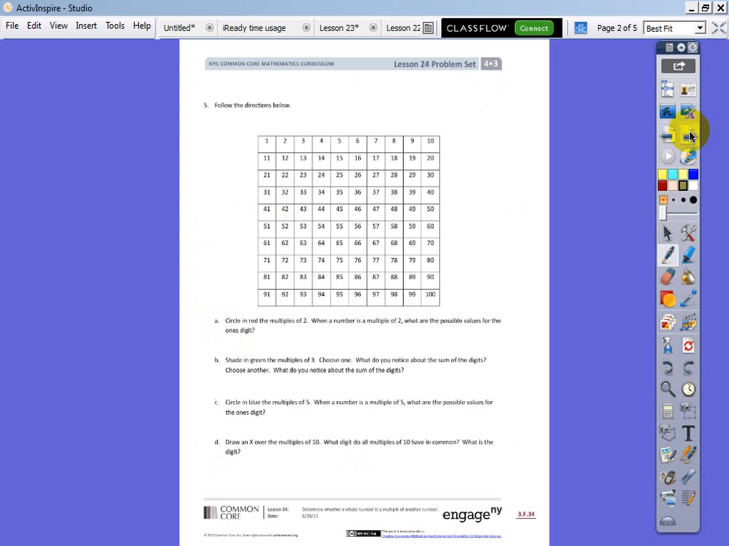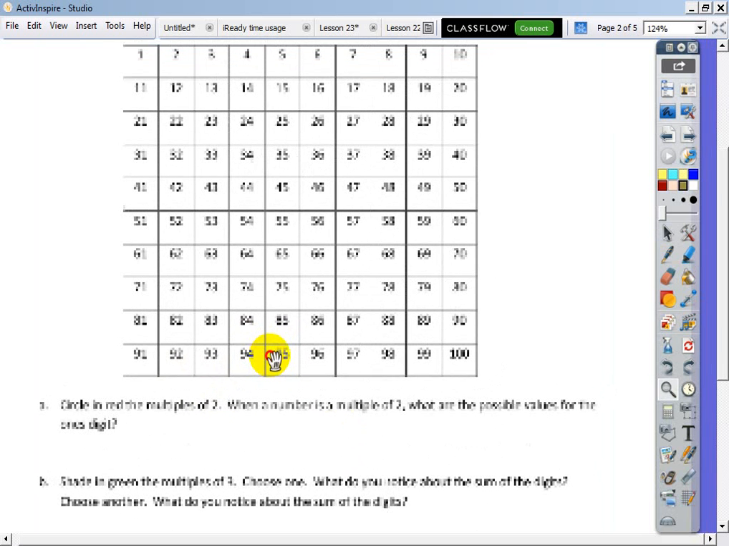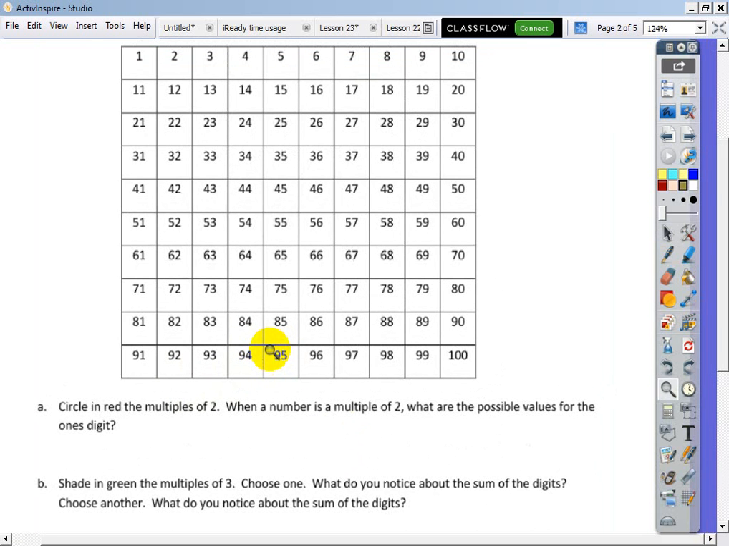Next page. Whoa! This looks fun. This is the old pencil that is red. I'm going to circle the multiples of 2. Wow, this looks like fun. So I'm going to get a red pencil. So at this point in your math lesson, grab a red pencil and circle the multiples of 2. Now multiples of 2 mean that 2 is also a factor of this number.